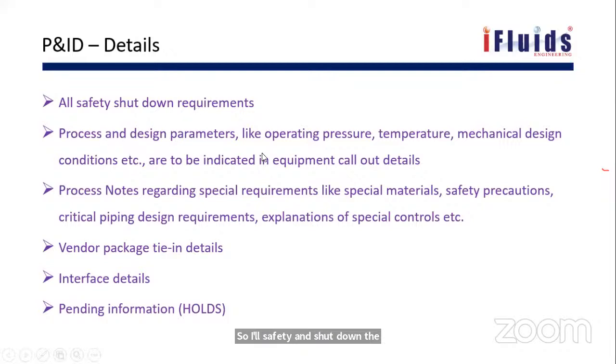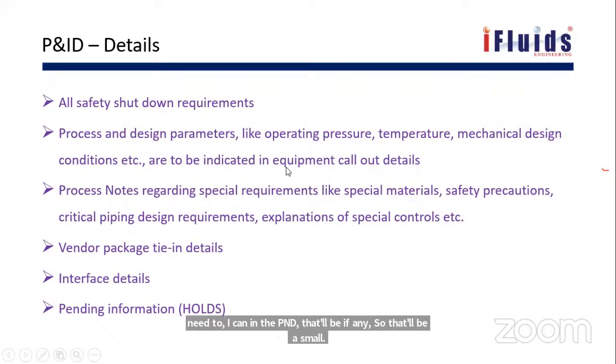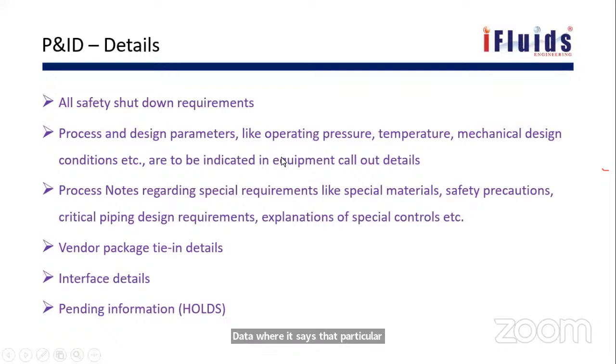And then the process and design parameters, like operating pressure, temperature, and mechanical design conditions, are to be indicated in equipment call-out details. In each P&ID, if any equipment is there, there will be a small data block with that particular equipment's data, including design details like the tag number, design pressure, design temperature, operating pressure and temperature, and the material of construction. If it is a vessel, the capacity is there, and for an exchanger, the heat duty will be there. All those things will be captured in the P&ID.